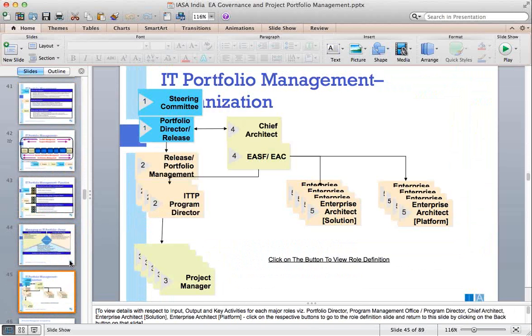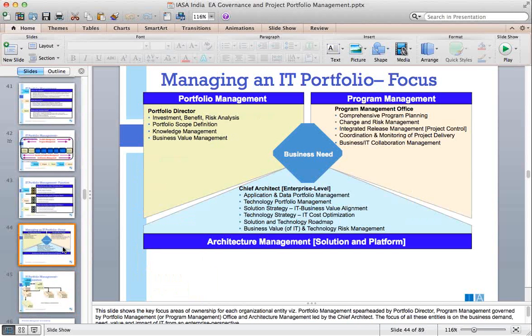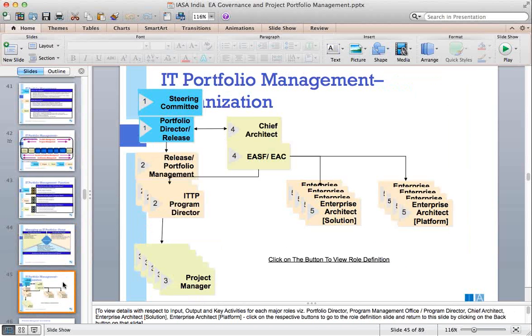Okay, so next we have a hierarchy setup. As I spoke about in the previous slide, the main focus is a business need, and we are trying to bring the portfolio together to deliver through an enterprise architecture team. So we'll have a steering committee. It might be an IT steering committee, a portfolio director, a chief architect directly reporting, and each of the releases of portfolios having solution architects or enterprise architects within their spectrum.